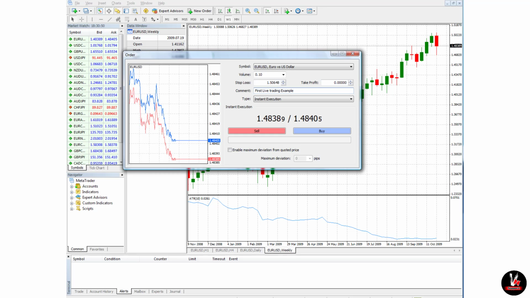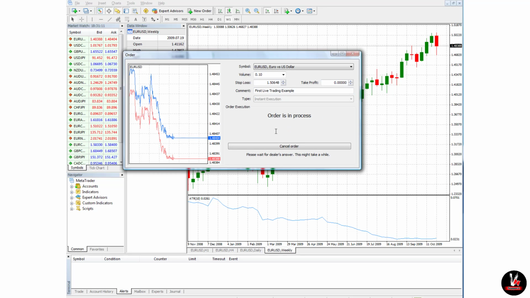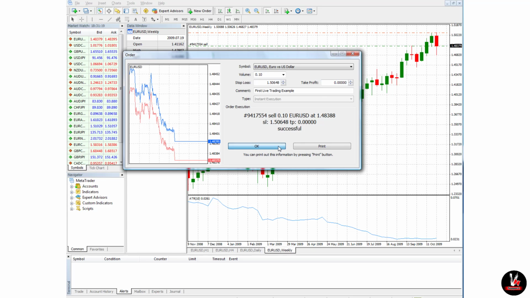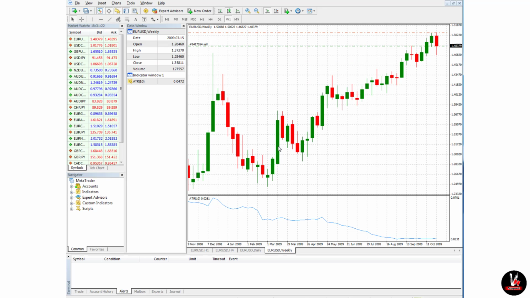Placing in order. Okay. That's all it let me do there. Okay, so first live trading example, and here we go. I'm going to sell at the market. There we go. It says successful. Press OK. And you can see from up here that we are officially short.